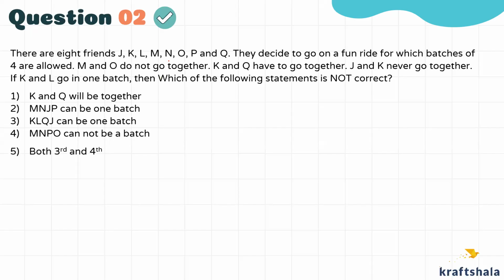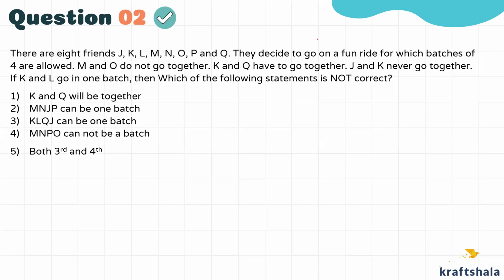So there are eight friends, J, K, L, M, N, O, P, Q. They decide to go on a fun ride for which batches of four are allowed. Now, M and O do not go together. K and Q have to go together. J and K never go together. So there are some restrictions placed on a few people. If K and L go in one batch, which of the following statements is false? Now, focus on this. It has to be false.